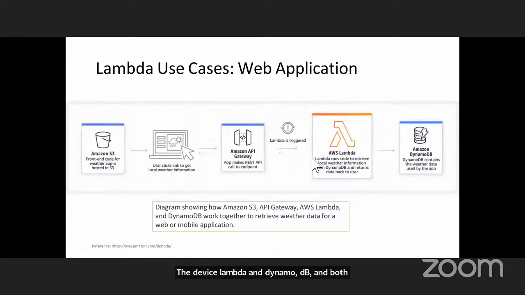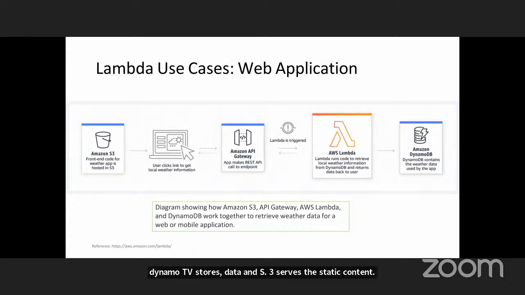And also we can use Lambda to build small web applications. We can combine Lambda with other services like DynamoDB and S3 to build dynamic web or mobile applications. So you can build a serverless web application where Lambda handles all the backend logic, DynamoDB stores the data, and S3 serves the static content.